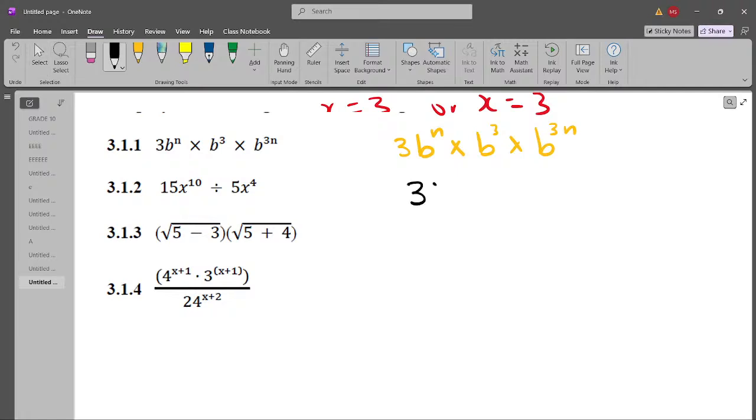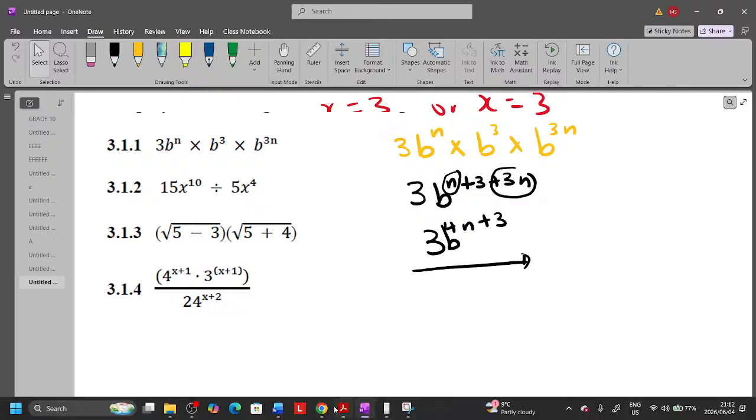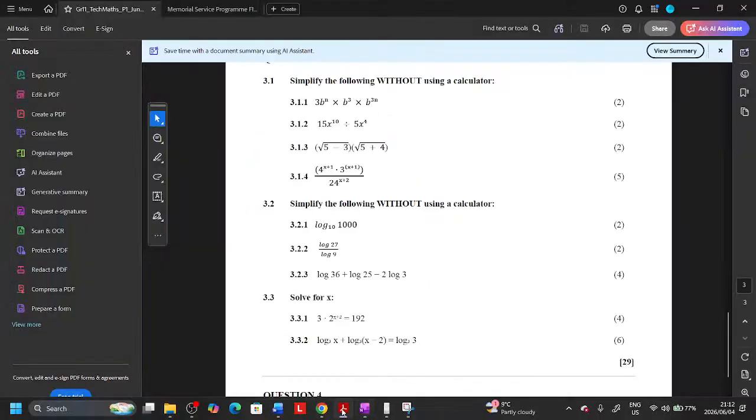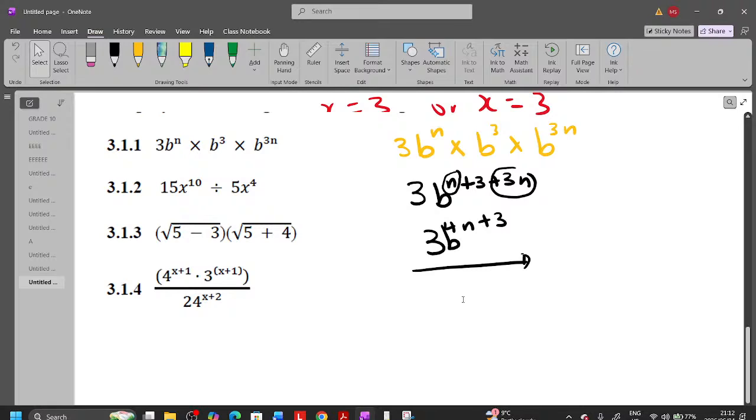This means here we are going to have 3b^(n plus 3 plus 3n). If you look at the like terms, this n will add with the 3n such that we have 4n, and then the plus 3 will be alone. You must have b here, and this will be your solution. And I think this is 2 marks. So let me just put 2 marks. Easy marks.